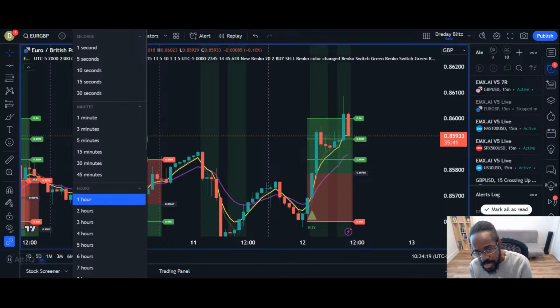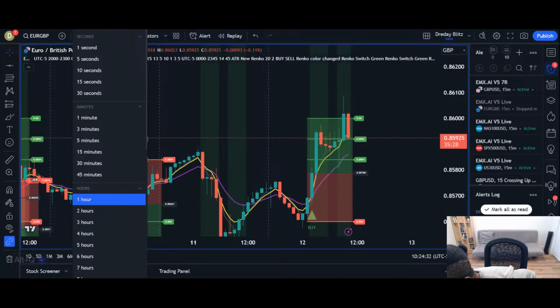So if you're trading the British pound against the US, compared to the euro against the US, you would see a bigger move on the British pound against the US than the euro against the US. So that's exactly what I'm saying.